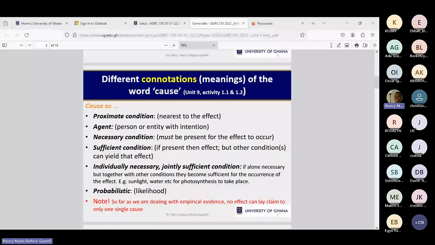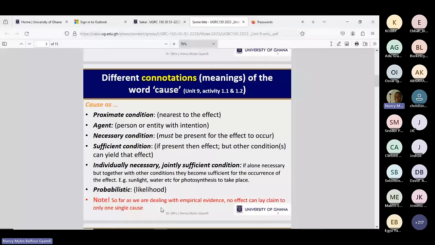Therefore, it means someone has put something in the chamber pot in the room there. Not necessarily. But it is sufficient. So sufficiency is not necessity. And yet they all describe a certain connotation of the word cause. I'm sure you got that one. Then we have the joint one, where they are jointly sufficient. When you put all the conditions together, it becomes enough grounds for the effect to happen. Yet individually, those antecedent conditions are necessary.